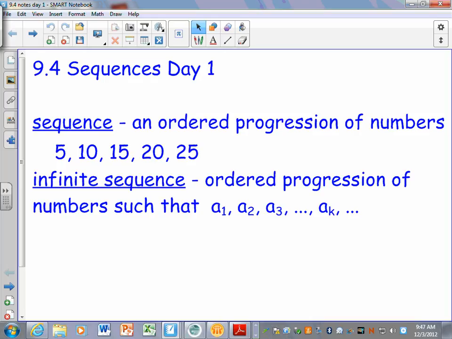term? What would be the 1000th term? We don't want to list all those out to do that. And we're also going to talk about infinite sequences. An infinite sequence is one that never stops and one that keeps going forever. And we're going to talk about how you add up an infinite sequence. You can actually. It's impressive.